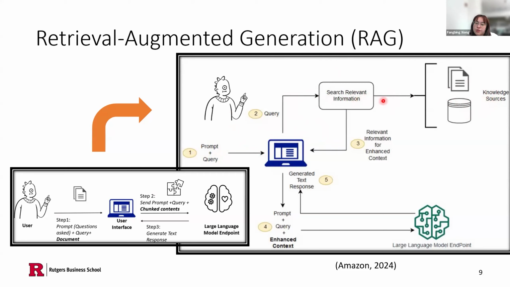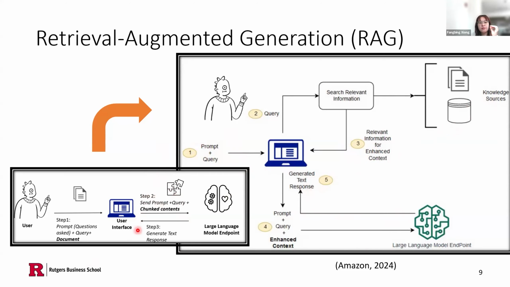The system will search for the relevant information and retrieve the related documents from the knowledge source, and send all this retrieved information together with the user's prompt and query to the large language model endpoints. That's step 4. And the large language model endpoints will send the generated text back to the customers.